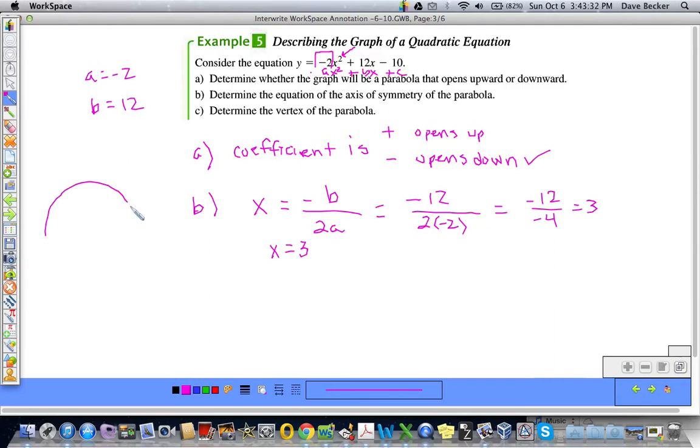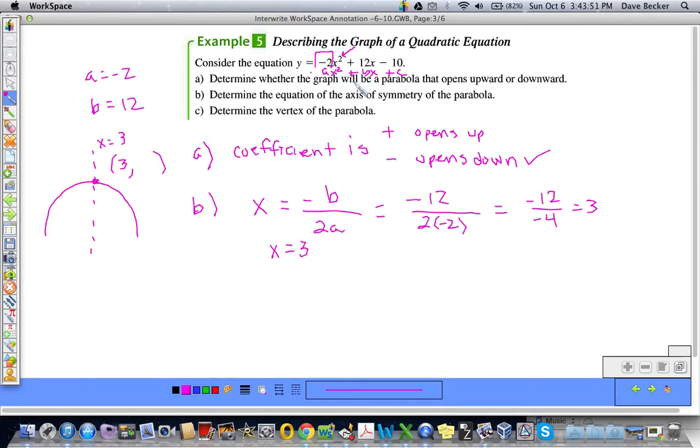So let's just say the parabola looked like that. Here's my axis of symmetry, and this would be x equals 3. Look, it's opening downwards because it's negative. And the vertex would have coordinates 3 what? Well, to find the y-coordinate, I just have to replace it in this equation.